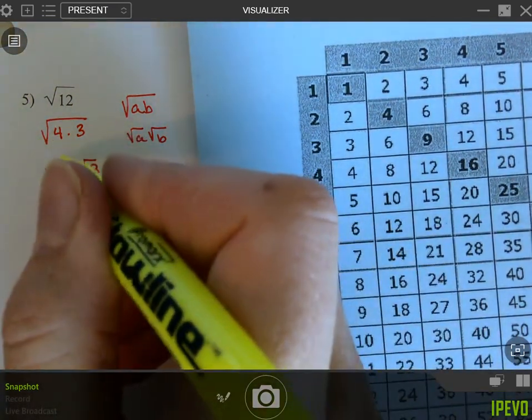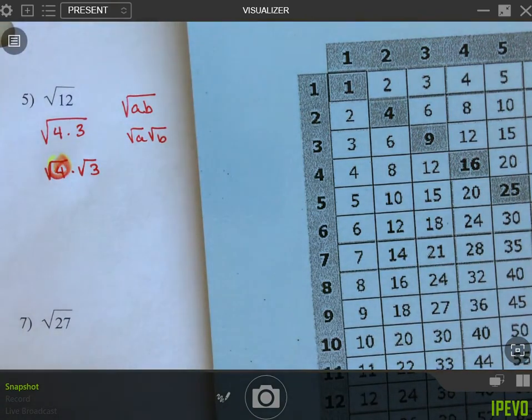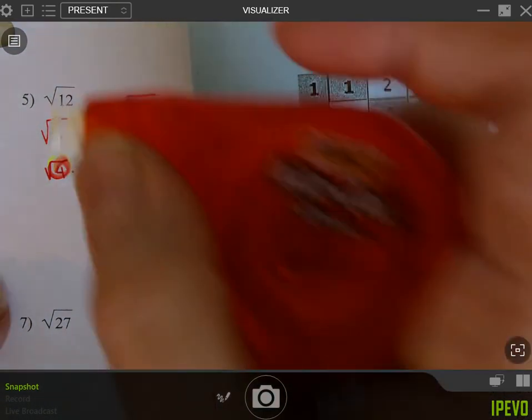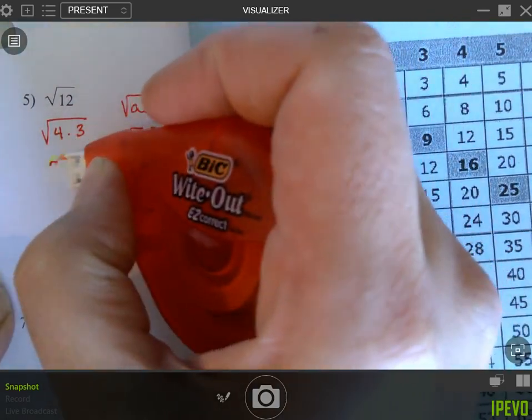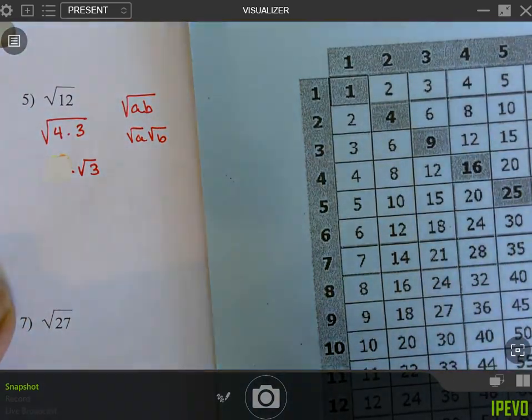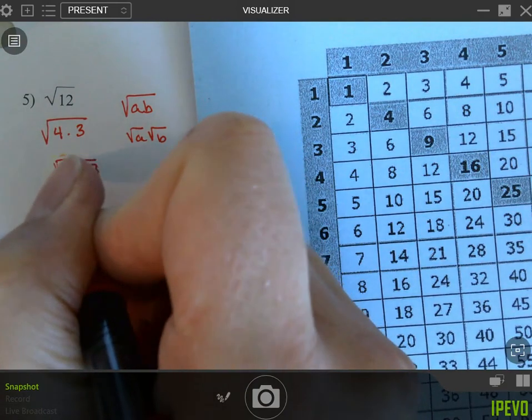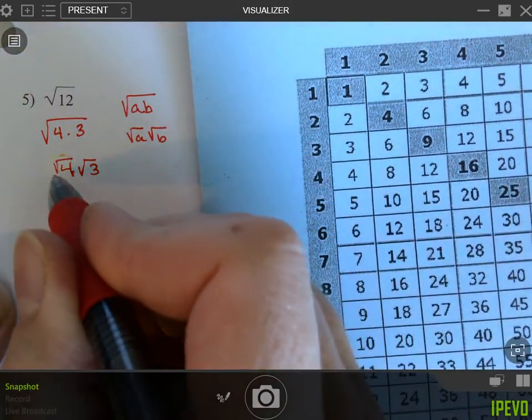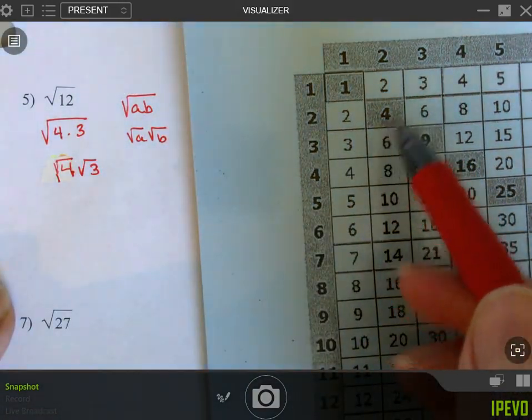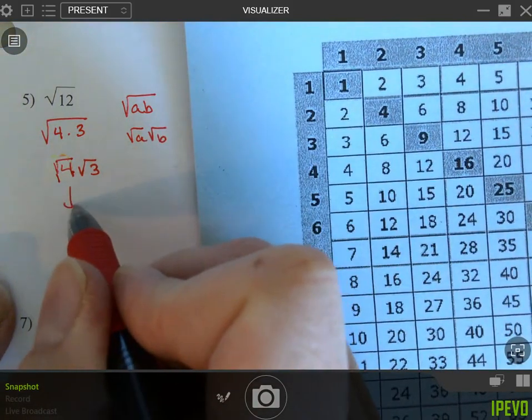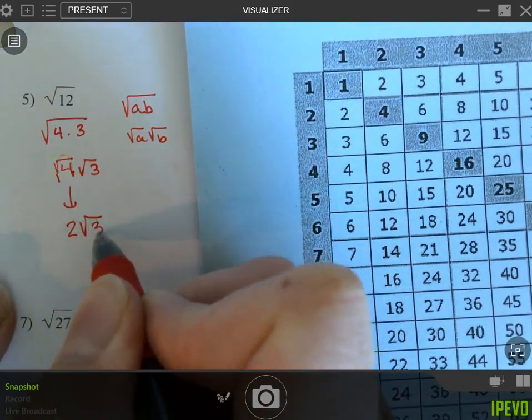So what is the square root of 4? Oh, that did not work. What is the square root of 4? What is the square root of 4, folks? It's not a trick question. 2. And if you want to double check yourself, type it in the calculator or look at your times table. So this would simply be 2, and keep the square root of 3.